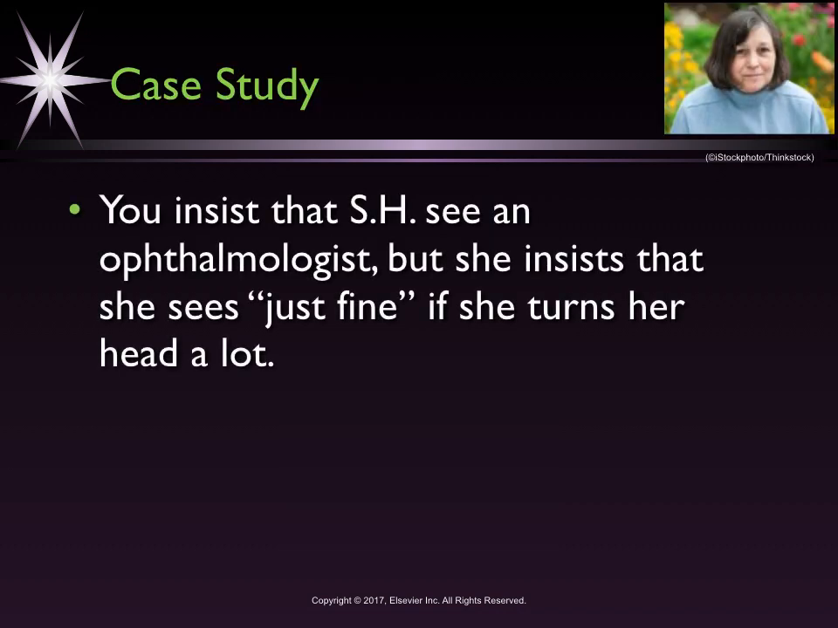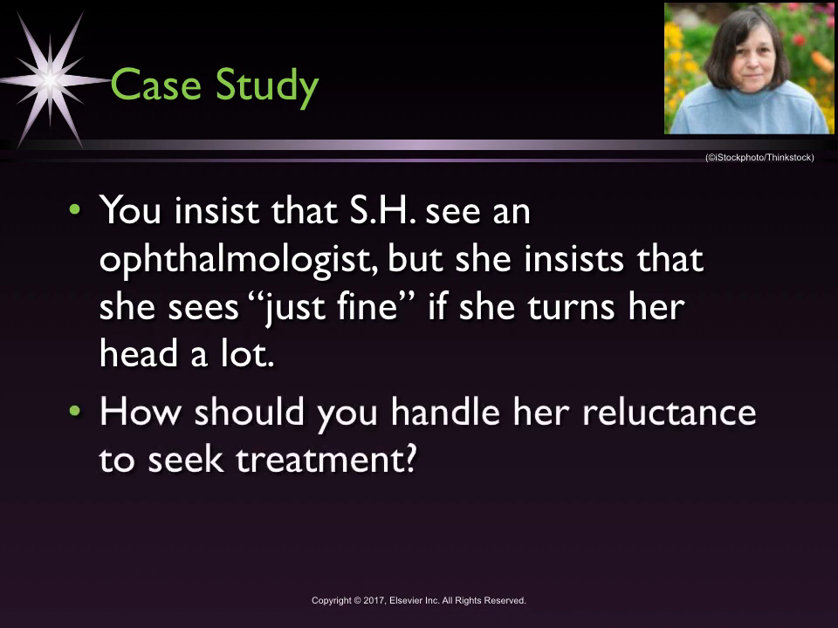So you insist that SH sees an ophthalmologist, but she insists that she sees just fine if she turns her head a lot. How should you handle her reluctance to seek treatment? Well, we need to listen to her. There's usually some reason why they don't want to go to the doctor. Maybe they can't afford it.